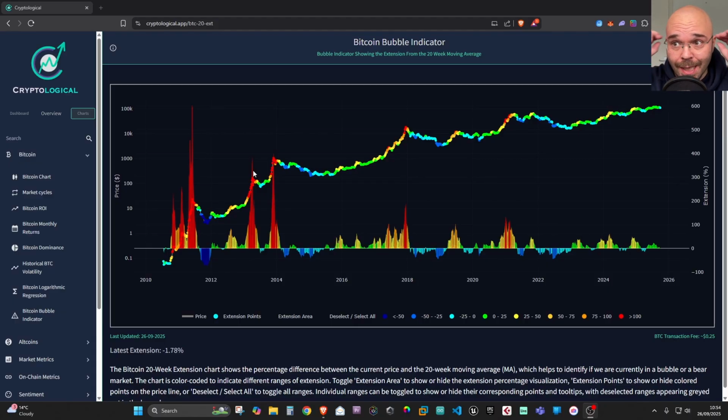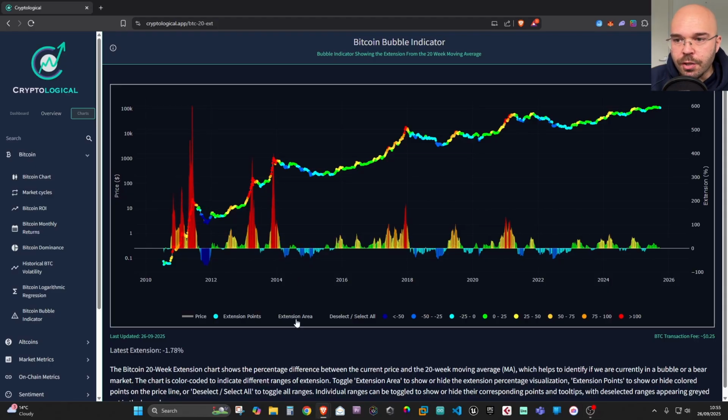The Bitcoin bubble indicator plots the difference between the Bitcoin price and the 20-week moving average of the Bitcoin price. And the idea is that when you get a big discrepancy between the two, it shows you that there's been extreme stuff happening, either with the price going up or the price going down. When that sort of stuff happens, it's good to take note and try and quantify it in some sort of way. And that's what this indicator does.